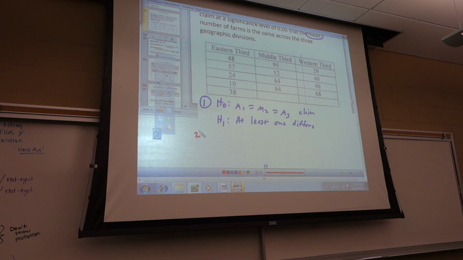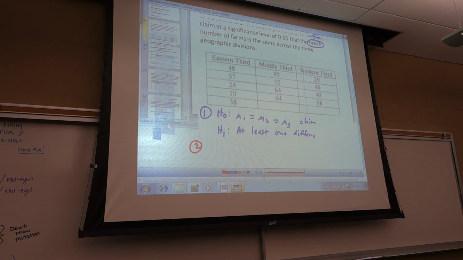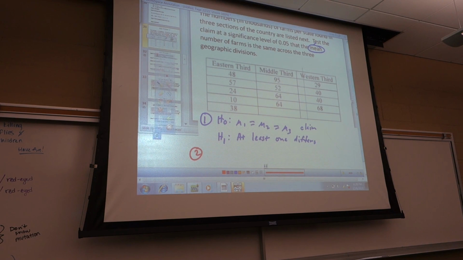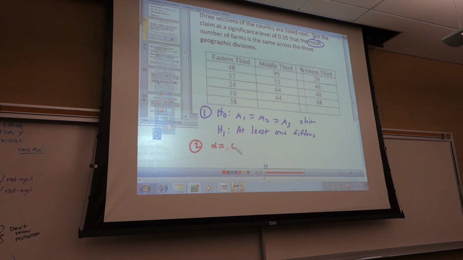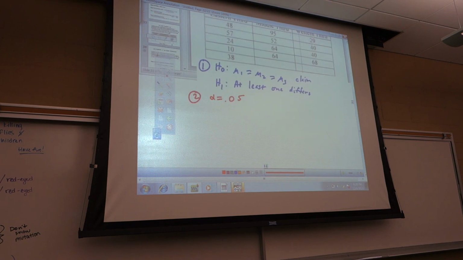Step 2. Angelo, what's my step 2? Oh, actually, you don't have to worry about that. All we got to do is write down what our alpha is. What's our alpha? 0.05. Yeah, alpha equals 0.05. Done. That's it for step 2. Very straightforward. Okay, so then we got step 3.